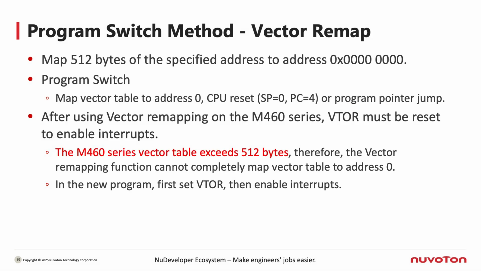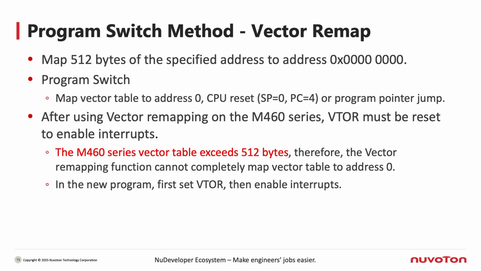Next, let's introduce the second program switching method, vector remap. Vector remap is to map the 512 bytes of the specified address to address 0. Through vector remap, the vector table of other programs can be mapped to address 0, and the program at address 0 can be executed by CPU reset or program pointer jump to achieve program switching.